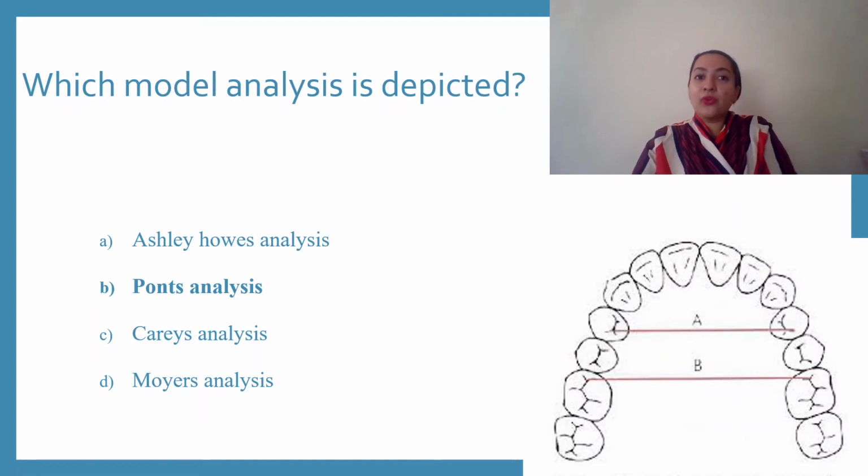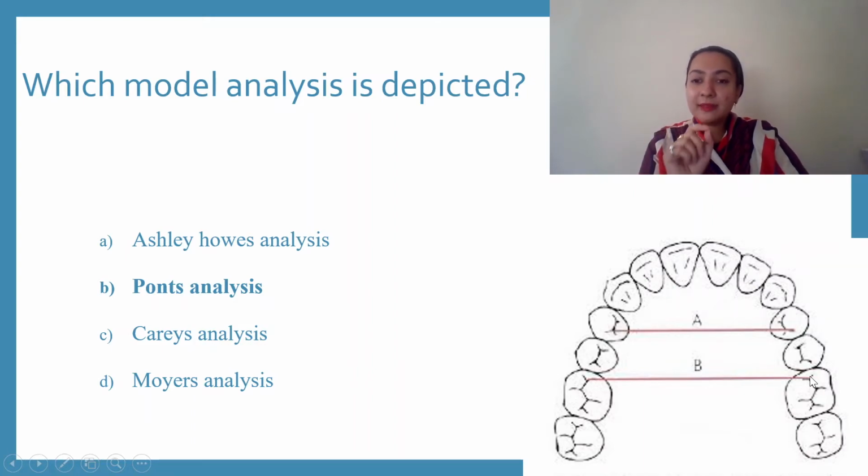Next question, which model analysis is depicted? Model analysis you all must have done in third and final year. So I'm sure you all know that this is a typical Pont's analysis, where horizontal distance is measured between the two first premolars from the distal pit, and horizontal distance is measured between two maxillary first molars from the mesial pit.